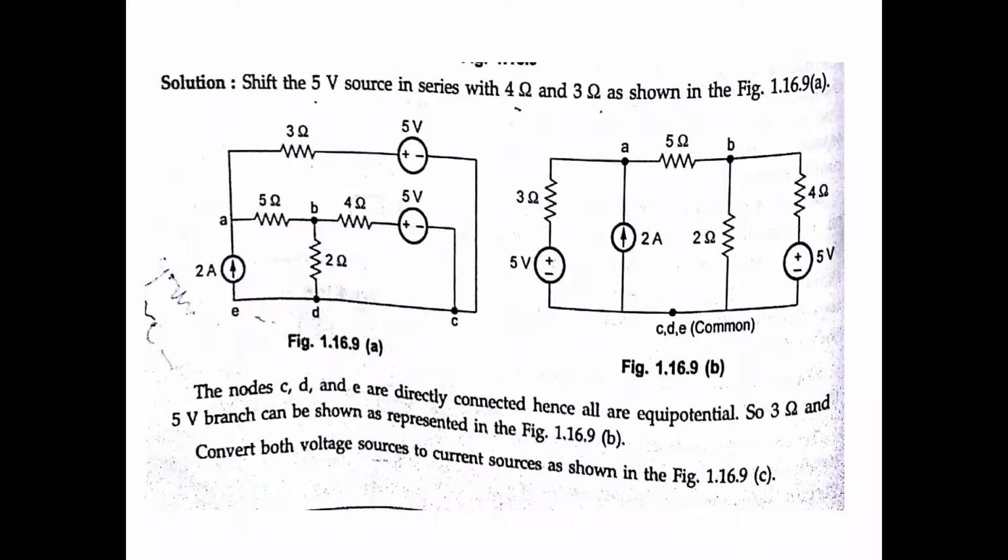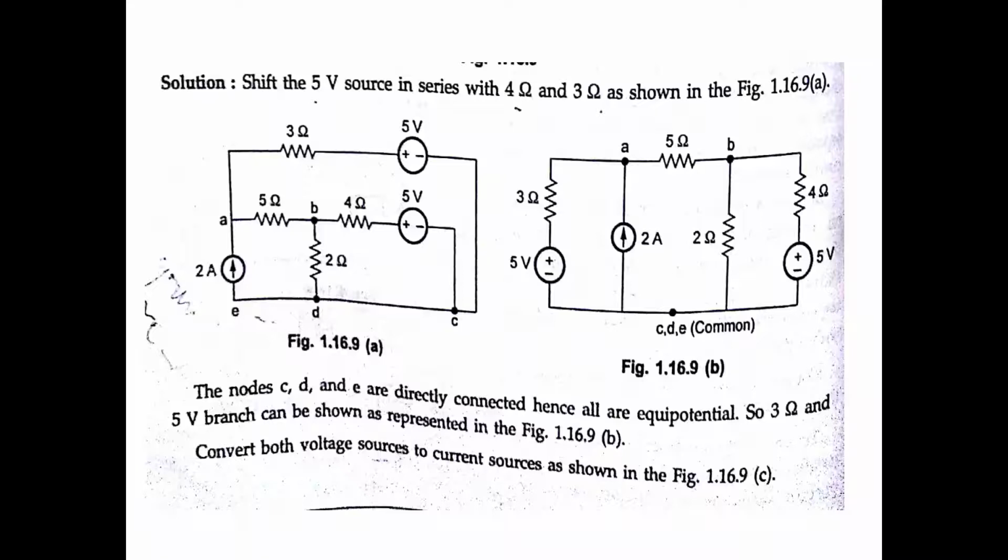So the 3 ohm and 5 volts branch can be represented in this diagram. C and D is a common point, with the 3 ohm and 5 volts on one side, the 4 ohm and 5 volts on the other side, and the remaining 2 ampere current source with the 2 ohm resistance, as it is. Both the voltage sources are converted to current sources.